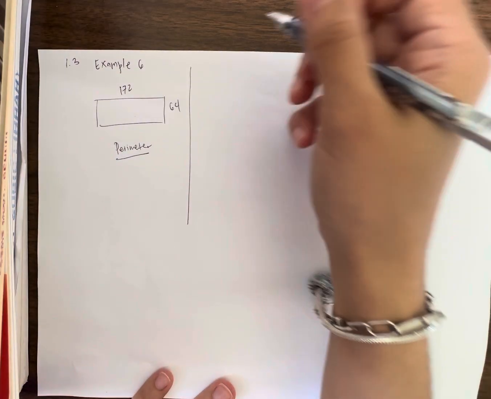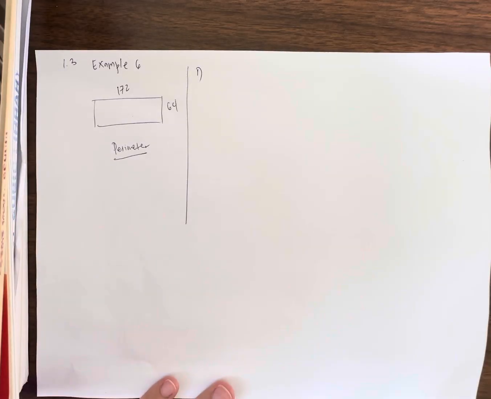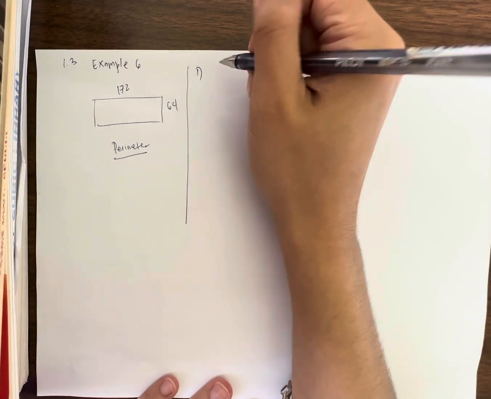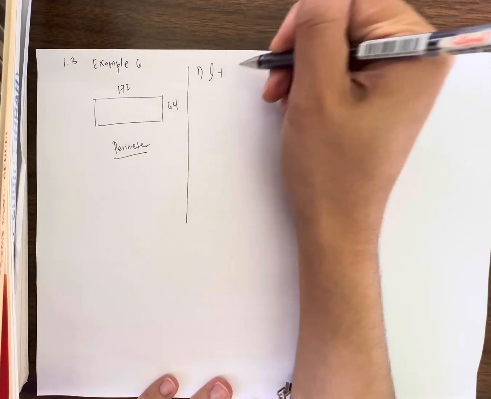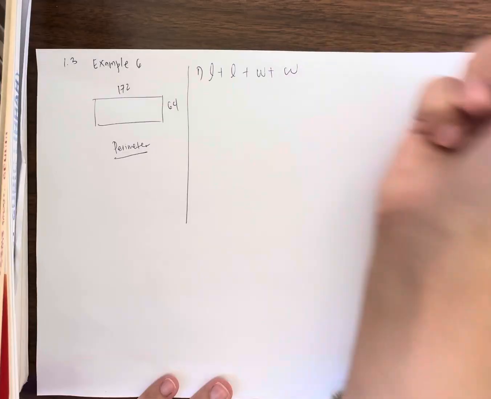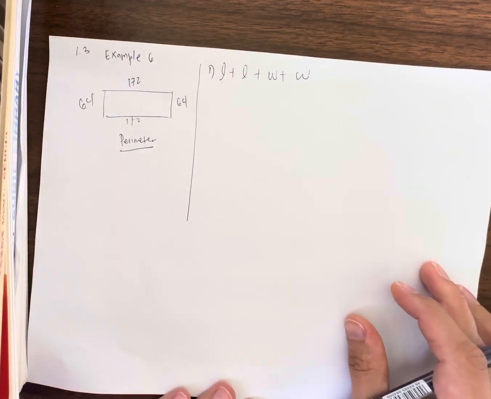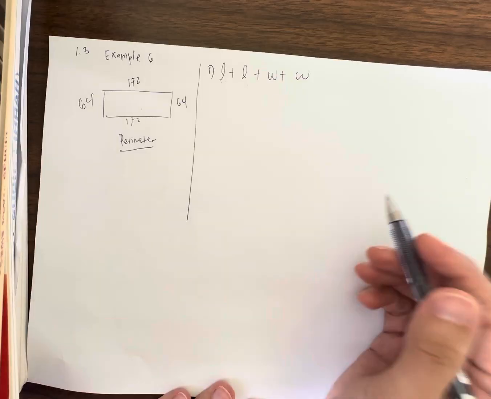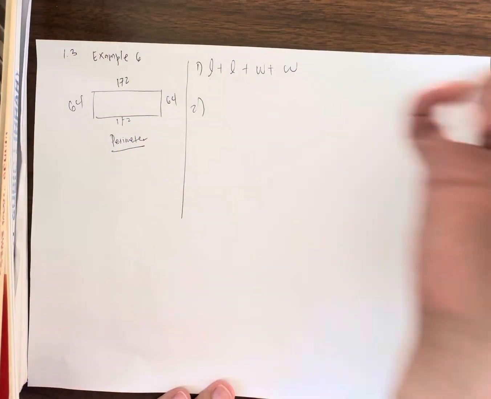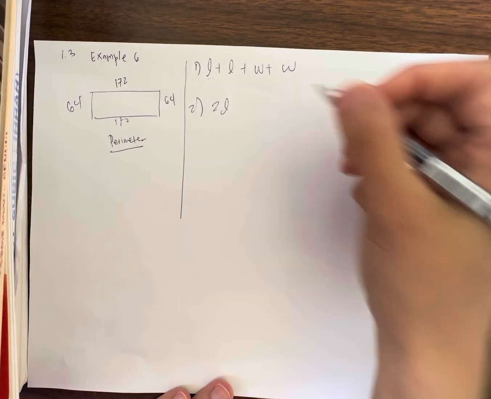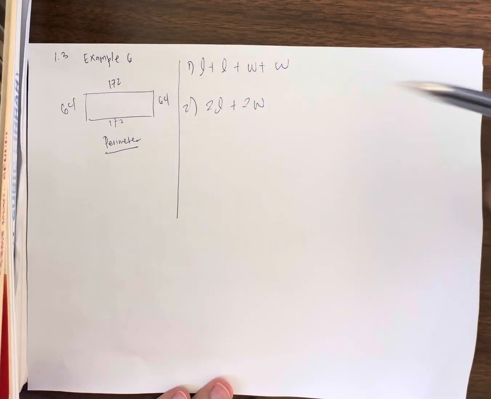Some students like to just add all of the sides because that's what the definition of a perimeter is. So you could say L plus W plus L plus W. Why did I use the same variables? Because in a rectangle, your lengths are the same and your widths are also the same. So you could set up the perimeter this way. Other students like to do it as 2 times L, because L is just the same, plus 2 times width.